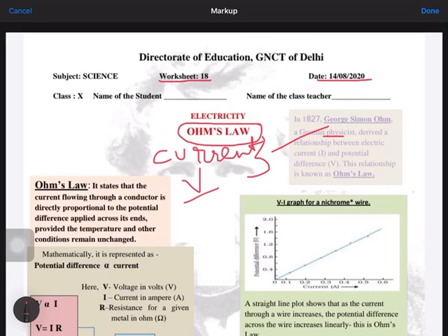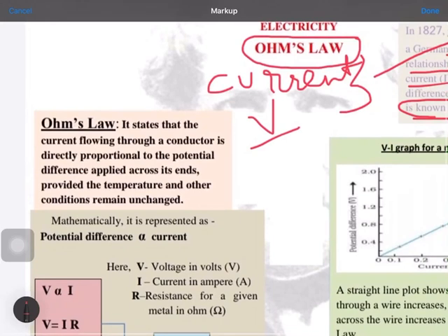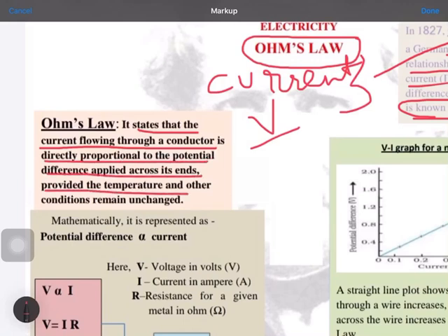He derived a relationship between these two, and this relationship is known by the name which is called Ohm's law. So let's see what this Ohm's law states. It states that when current is flowing through a conductor, it is directly proportional to the potential difference applied across its ends, provided the temperature and other conditions remain unchanged.